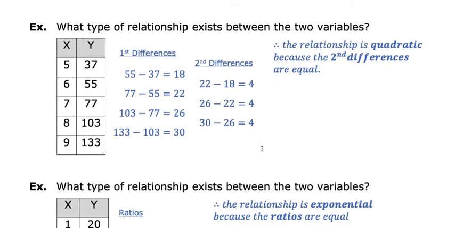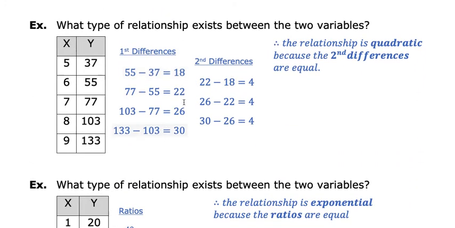Next, if we take the differences of the first differences, we end up with our second differences, which is a test that can be used to determine whether or not a relationship is quadratic. So it's the adjacent first differences that we take in order to determine our second differences. If they're all consistent, then it's a quadratic relationship, as we see in this case.